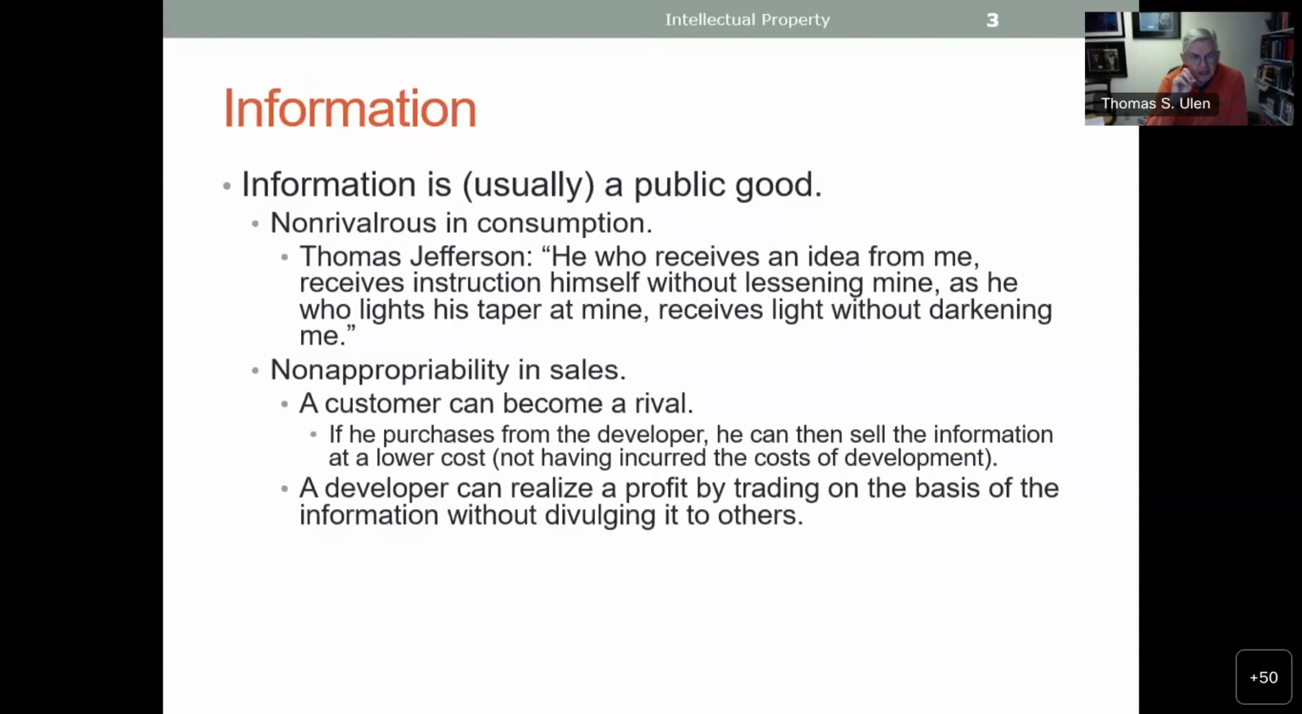Next slide, please. The underlying issue with regard to intellectual property is it's non-material. It may result in material property, a new machine, a new method of producing something, a new organization of a business enterprise. But the key for things that are protected by intellectual property rights is information. And as you all know, information is almost always a public good. By that we mean it's non-rivalrous in consumption.